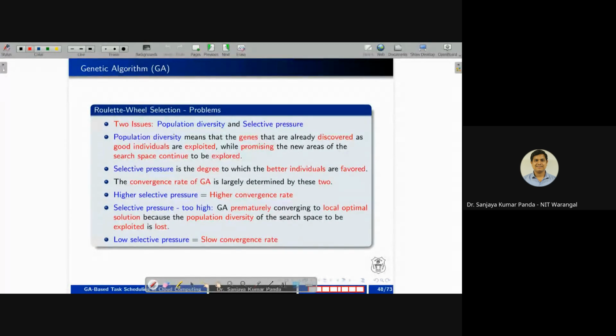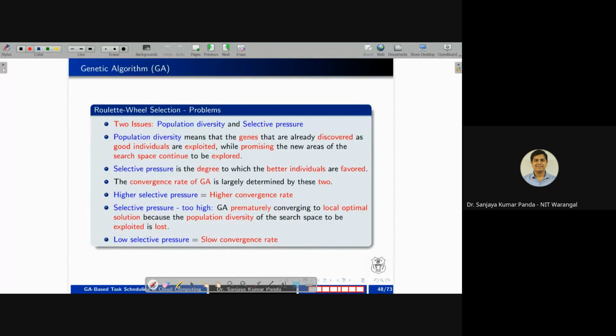So the convergence rate of a genetic algorithm is largely determined by these two: population diversity and selective pressure. If there is a high selective pressure, then the convergence rate is also higher. Alternatively, I can say low selective pressure means a slower convergence rate. So you have to balance it. You should not always favor the good individuals, but also explore the other individuals, because we don't know who is going to perform in the next generation cycle. Another population may be better in comparison to the previous one, right?